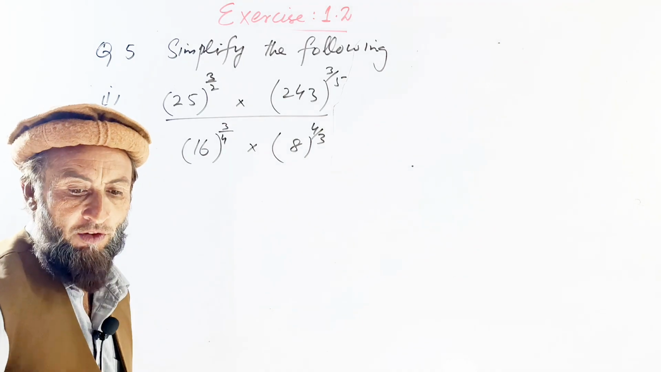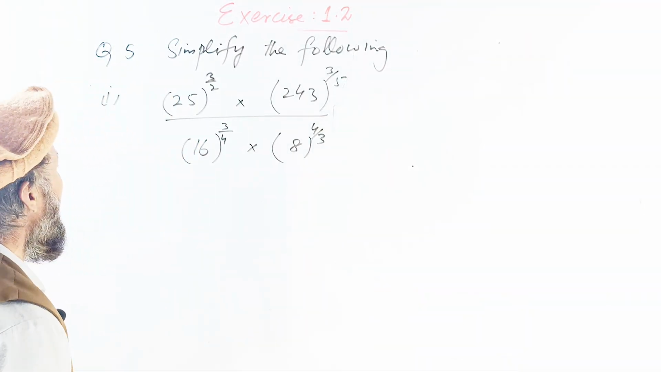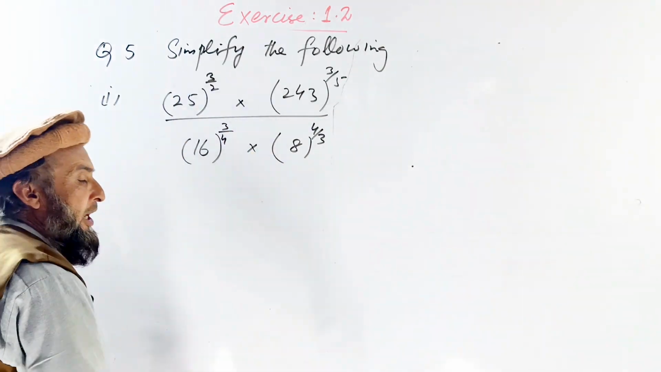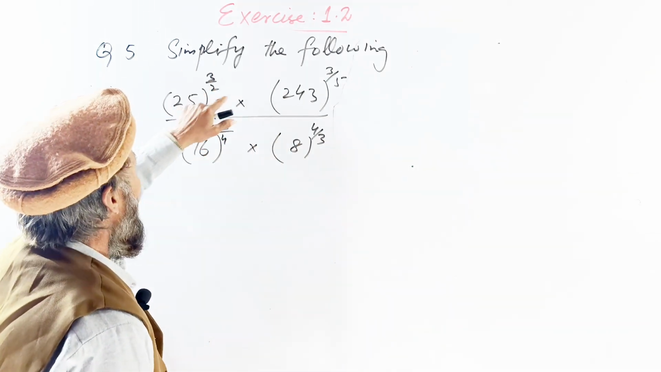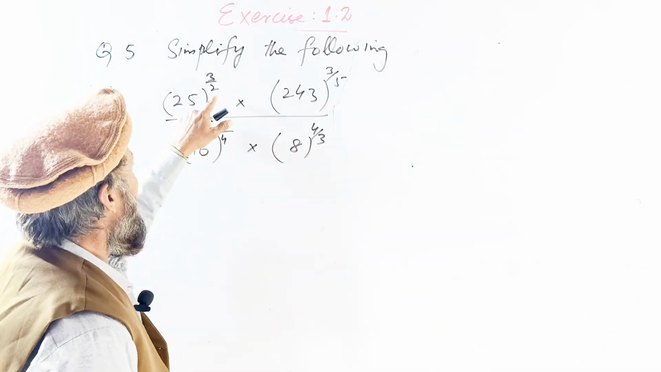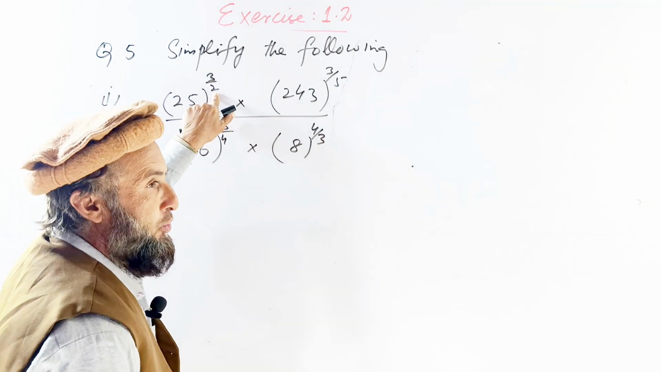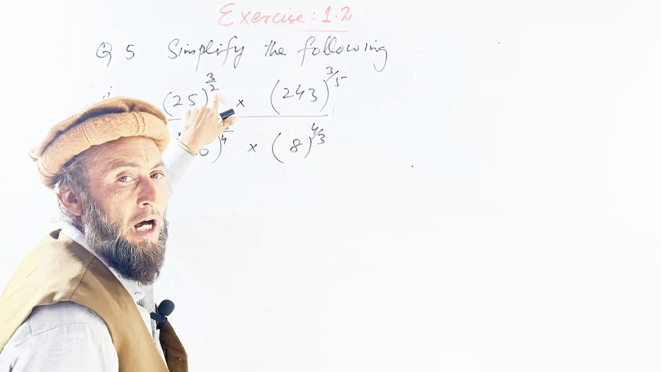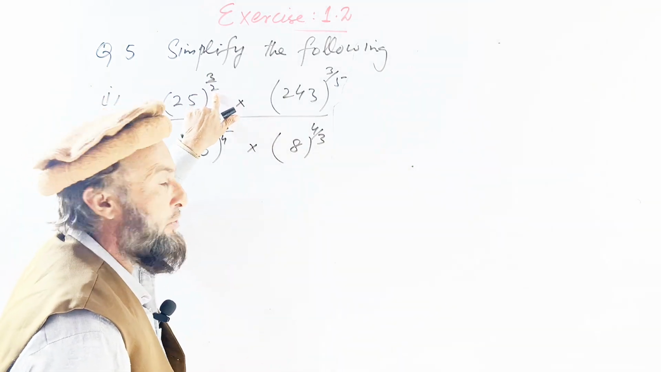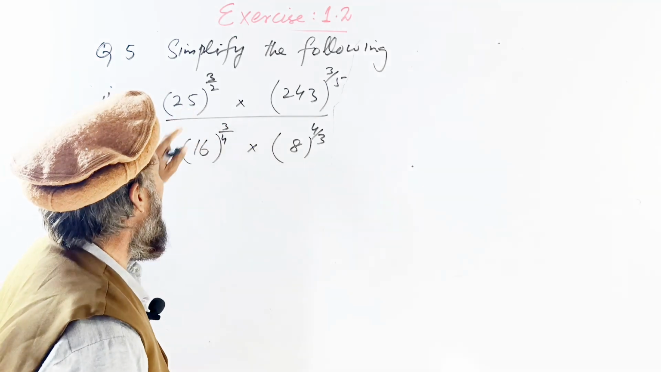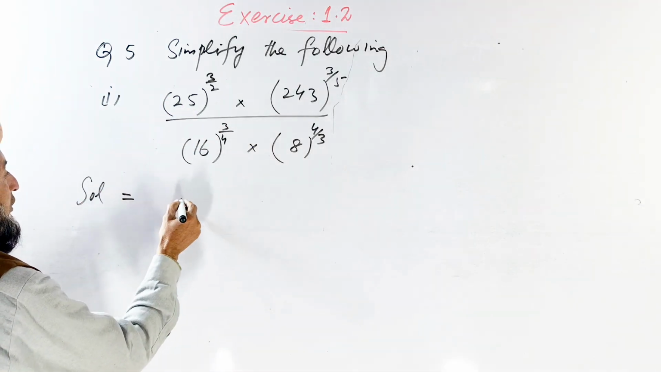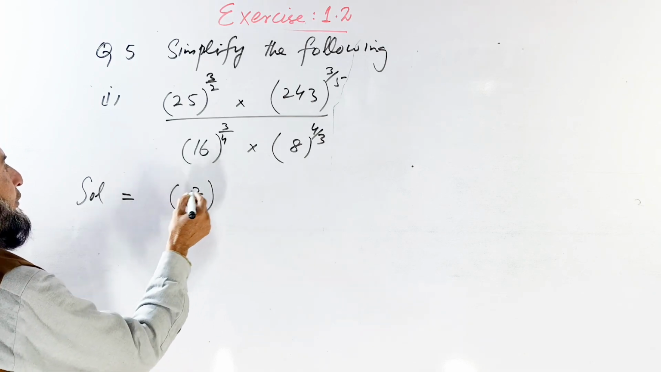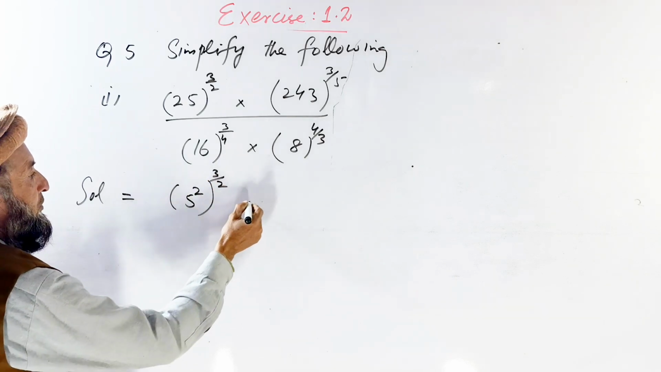Now we can simplify this term accordingly. Look here, we have already discussed this in the fraction. We will check the exponent form: here the denominator is 2, it means that some integer is available. If we multiply it 2 times, we will get 25. So we start the solution: 5 square, we can write 25 to the power 3 by 2.